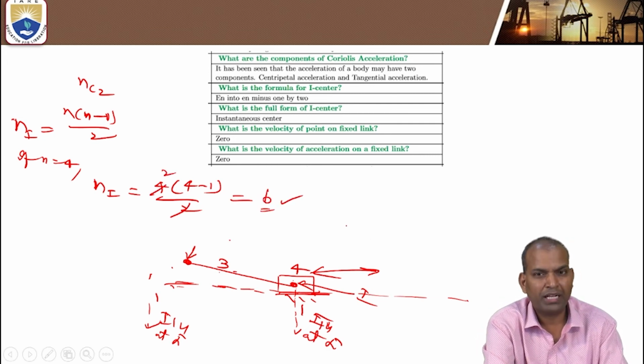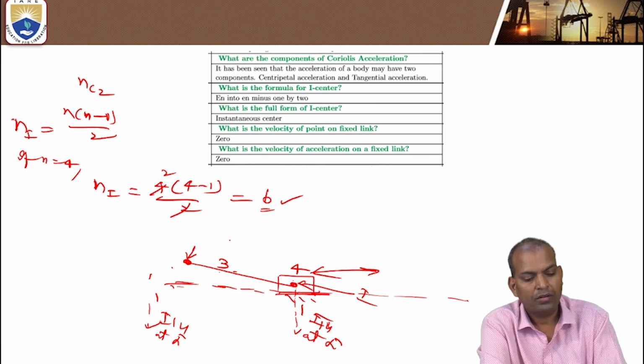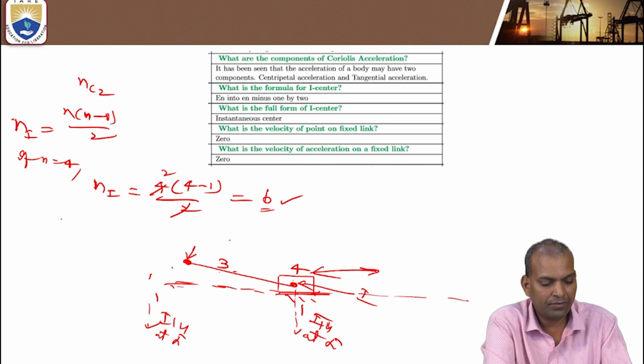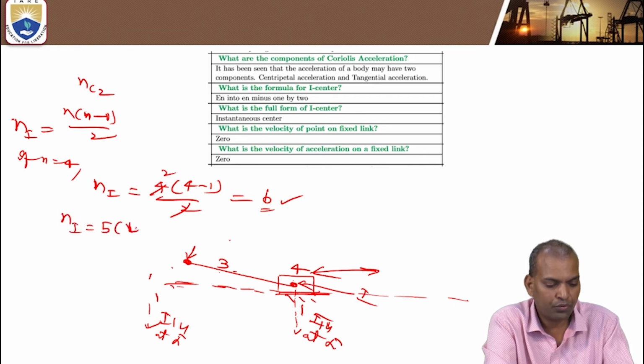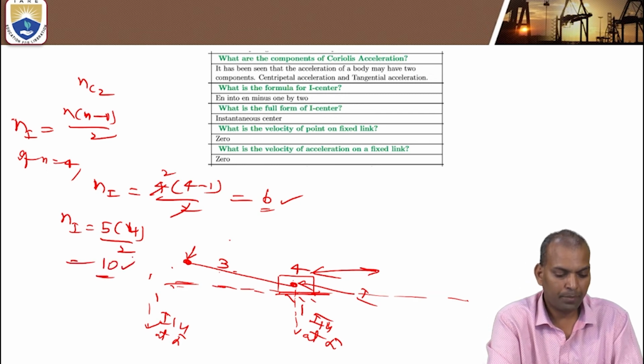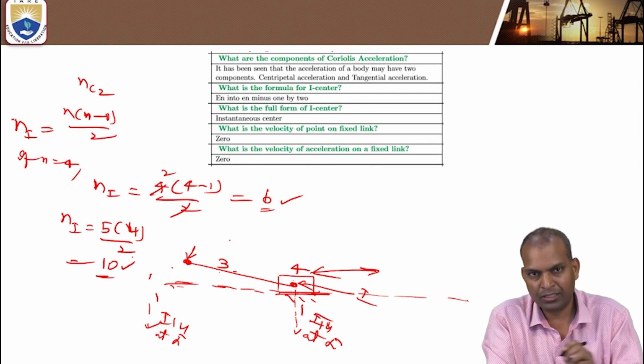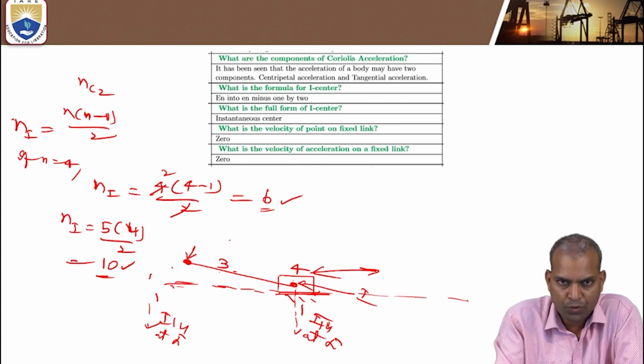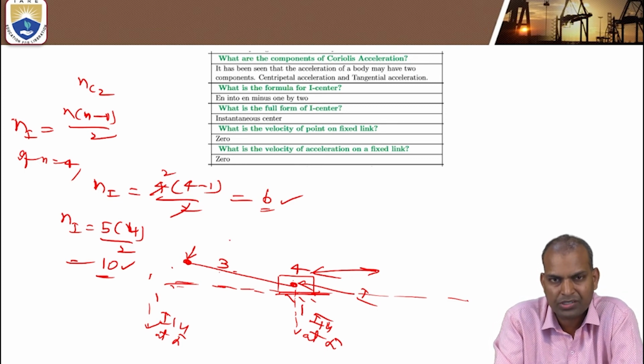For a 4-bar mechanism, the number of I-centers is 6. For a 5-bar mechanism, the number of I-centers is 5 into 4 by 2, that is 10. The number of I-centers for a 5-bar mechanism is 10. If it is 4 links, then it is 6. We will calculate in that manner by using the I-center method.